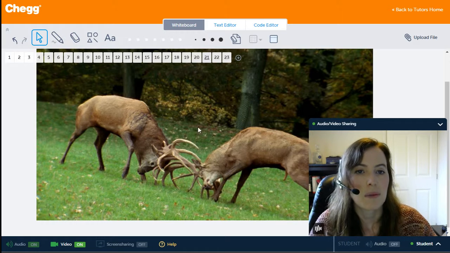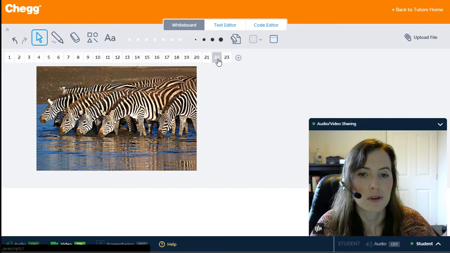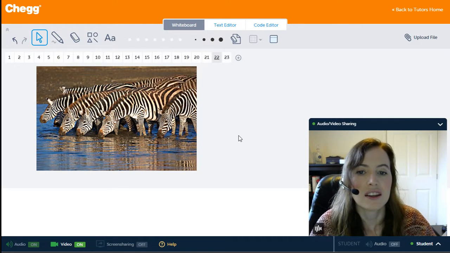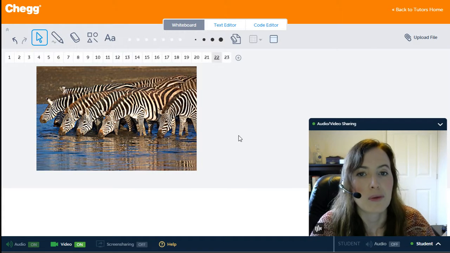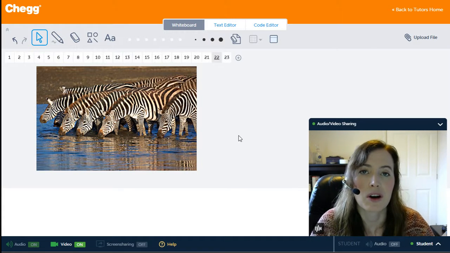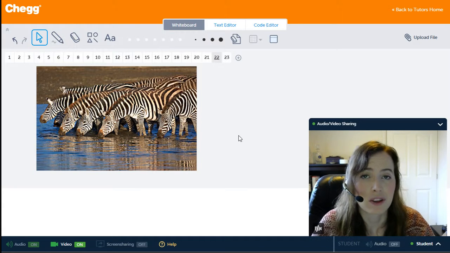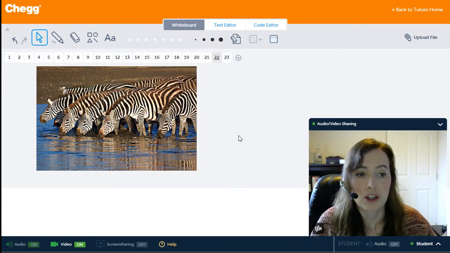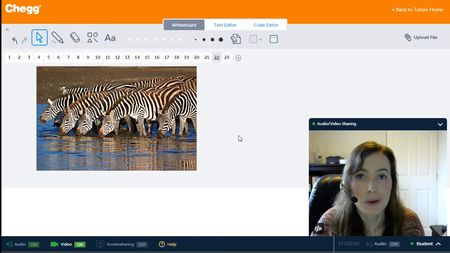But if we look at a different example, these zebra are all drinking from the same pond and they're fine because there's plenty of water. But think of a situation where there's a drought or there's not as much water, then some of these zebra will die if they do not fight for the only portion of water that's even available to them.